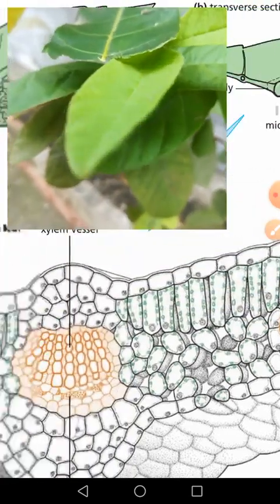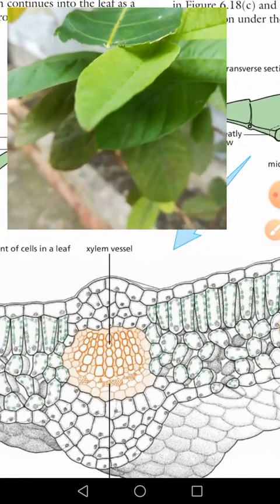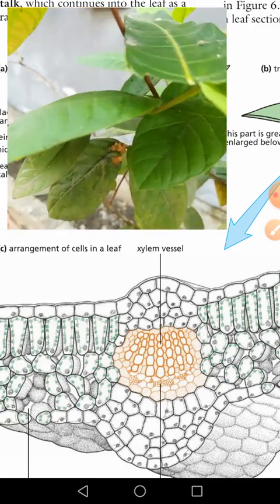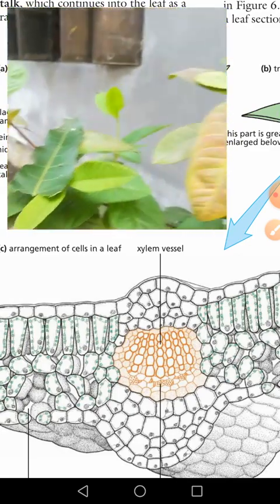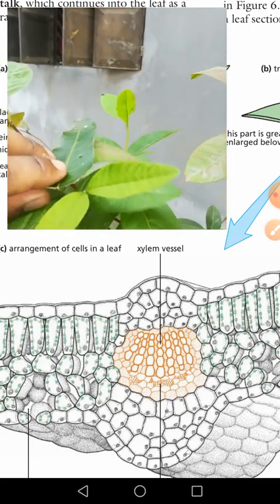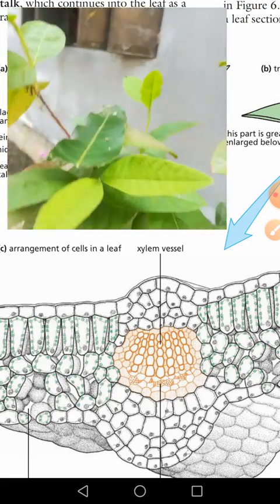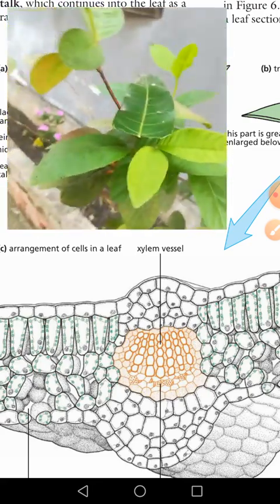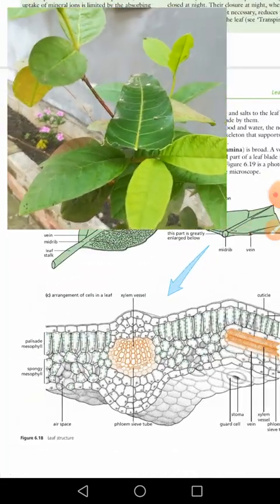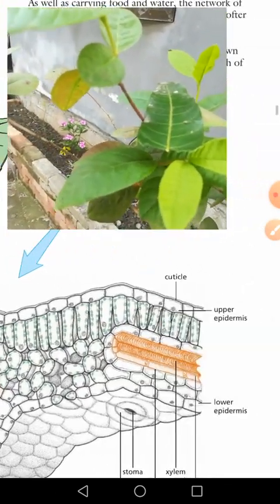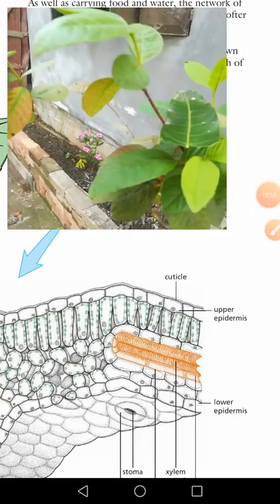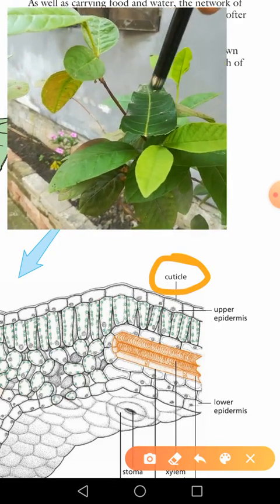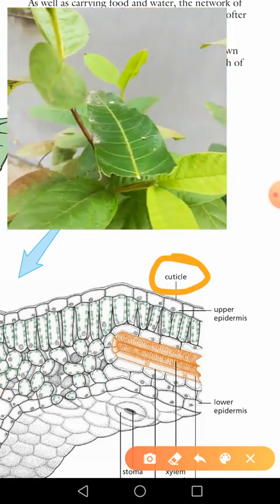Before studying that, let's go to some more details. We have a top surface of the leaf, and if you touch it, you will find that the top surface of the leaf is impermeable to water. That means water cannot wet the top surface, because it consists of a waxy substance which we call the cuticle. Every leaf top surface has this layer of cuticle.